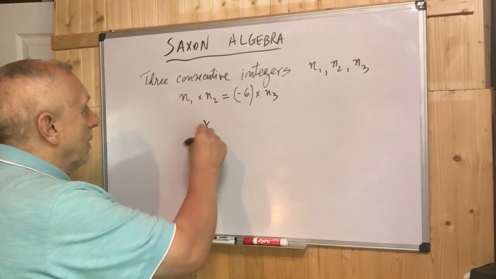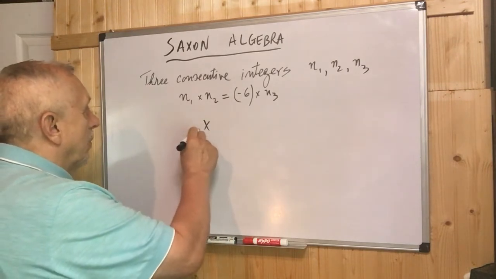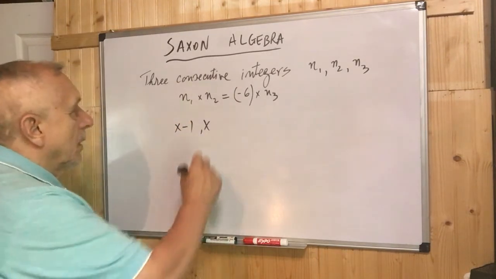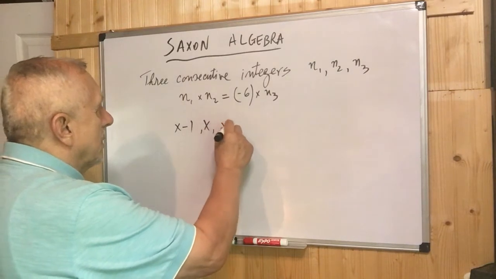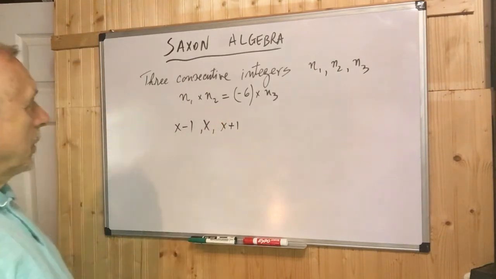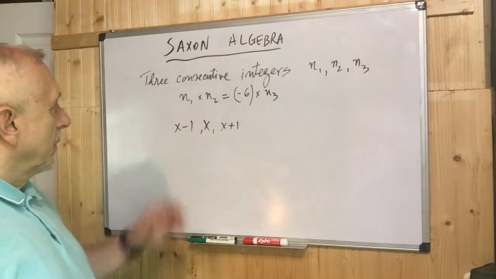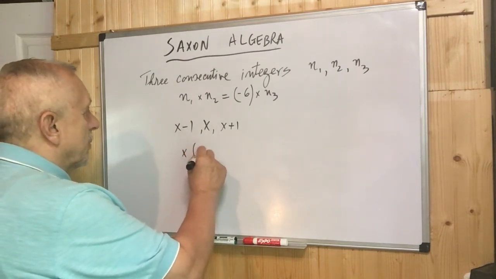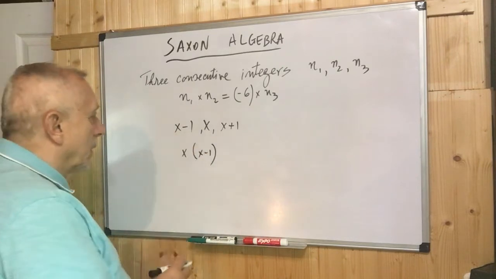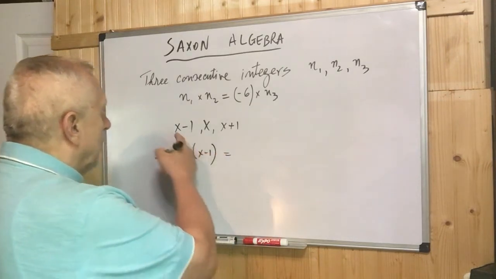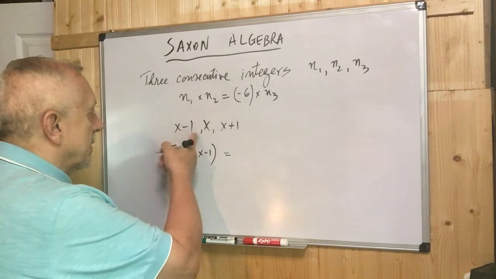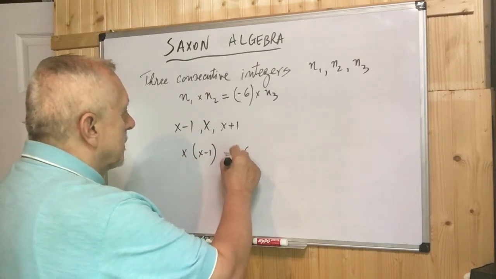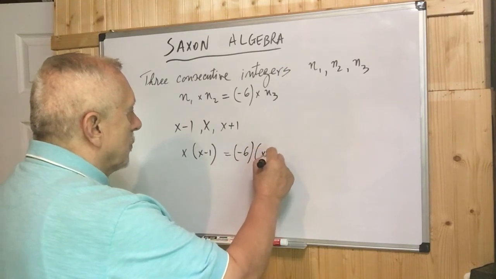So these three consecutive integers, I would rather write them like this. The one in the middle is x. The one before is x minus 1. And the one after is x plus 1. Okay, so the product of the first two, that means x times x minus 1, I commute the order here, equals the product of -6 times x plus 1.